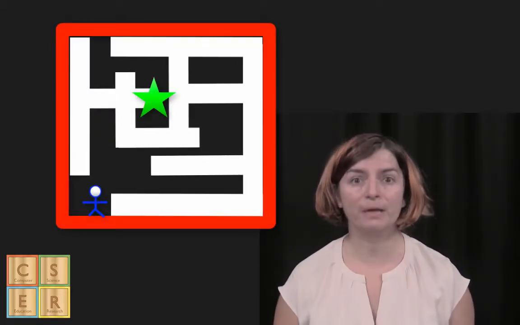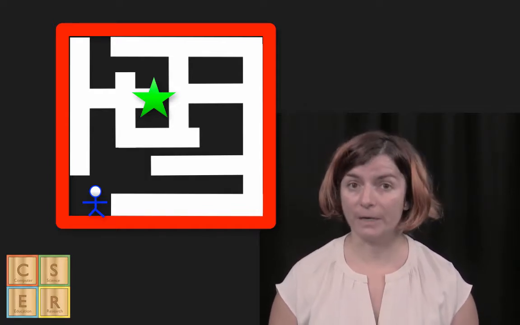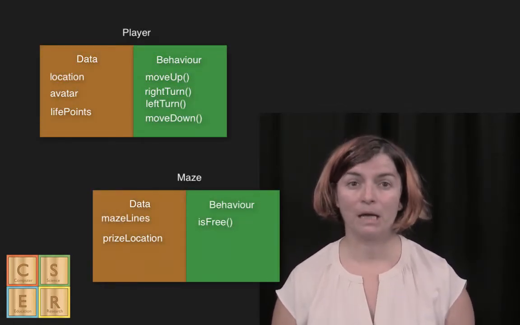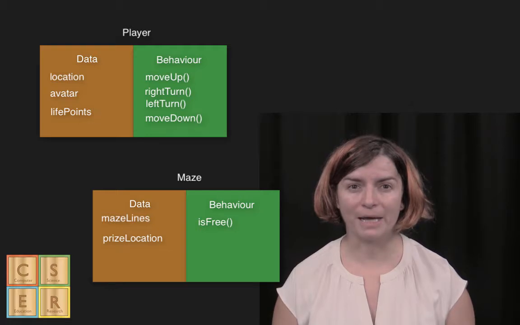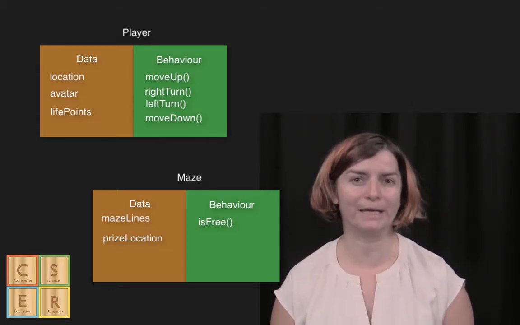Say we have a game where the player has to navigate a maze to get to a prize. The player will be an object, and the maze will be another object with various attributes defining them, like this. Notice how the data is part of the object and how in the behavior of the two objects there is interaction as they are calling each other.